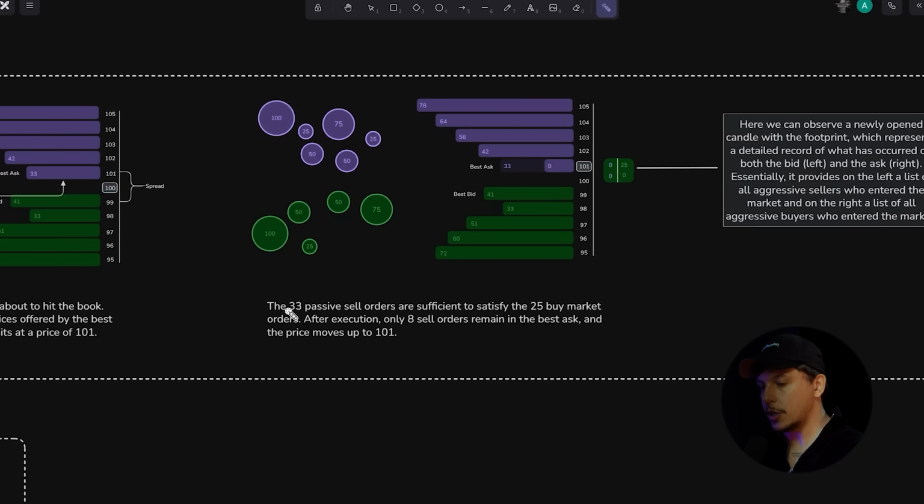Now, the 33 units of passive sell orders are sufficient to satisfy the 25 buy market orders that are the aggressive forces. After execution, only 8 sell orders remain at the best ask, and the price moves up to 101.